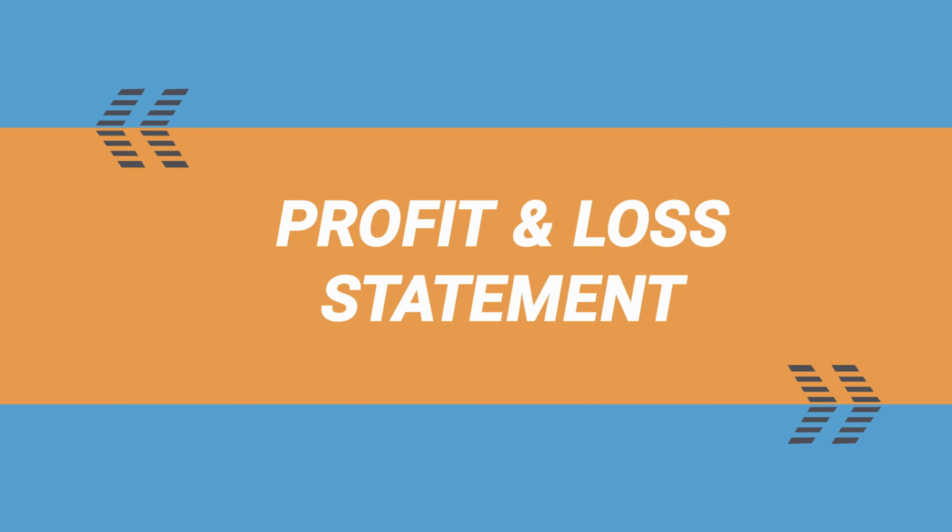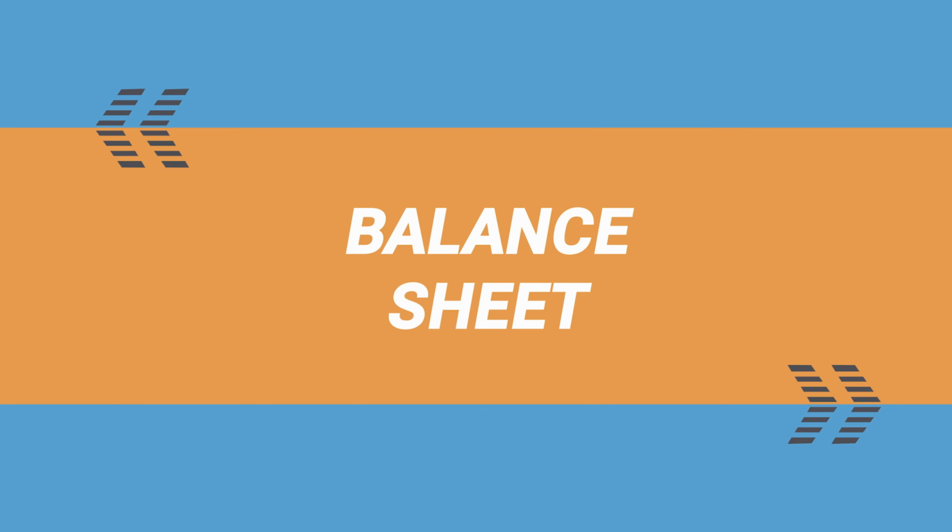3 key financial reports every Shopify seller should understand. The profit and loss statement, or income statement, shows your revenue, expenses, and profit over a specific period. It tells you whether your store is actually making money after all costs are considered. The balance sheet gives you a snapshot of what your business owns versus what it owes at a specific point in time. It helps assess your overall financial position and stability.